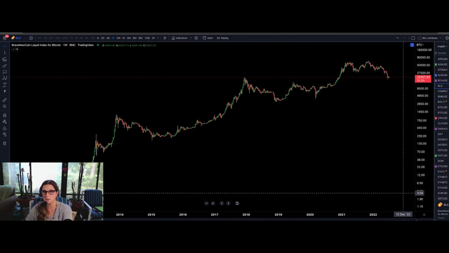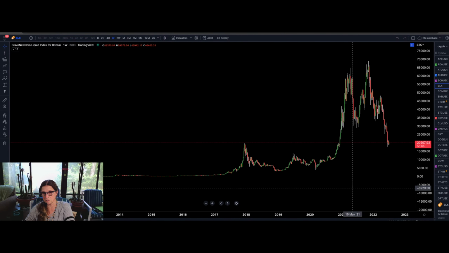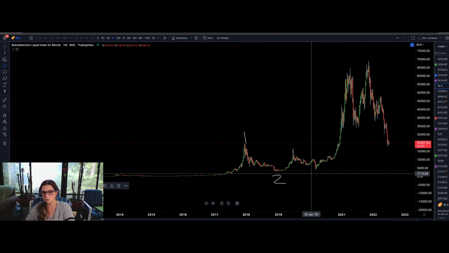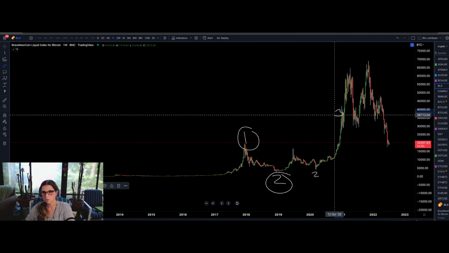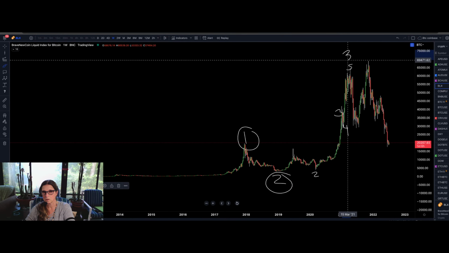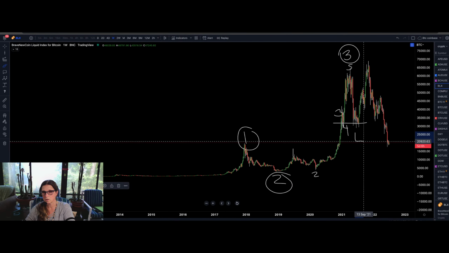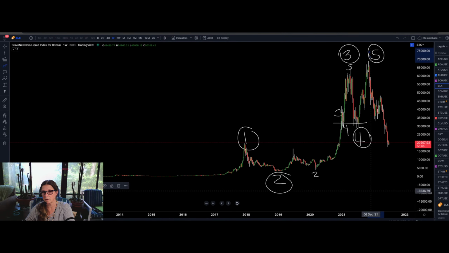Okay. Now, when we look at it this way, okay, if I was to look at it this way, I would naturally want to say this is a 1 and a 2. It's obviously way bigger than this. This is a smaller degree 1 and 2. 3, 4, 5. For a higher degree 3. Came down into fourth wave territory. Higher degree 4. And 5. This is what I would want to say, looking at it this way.